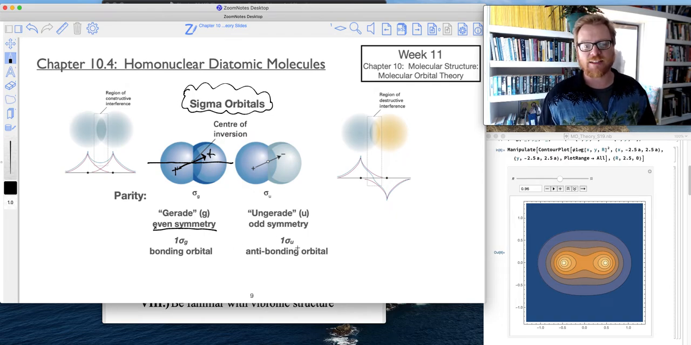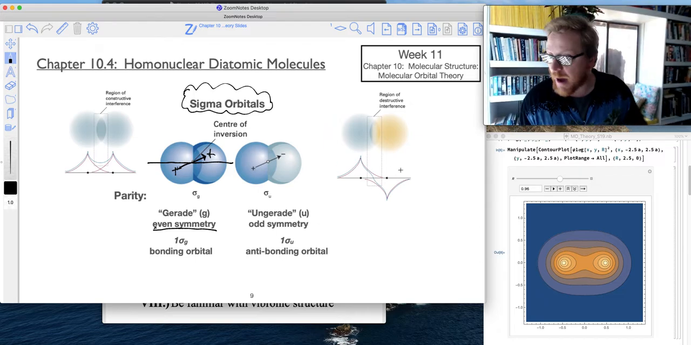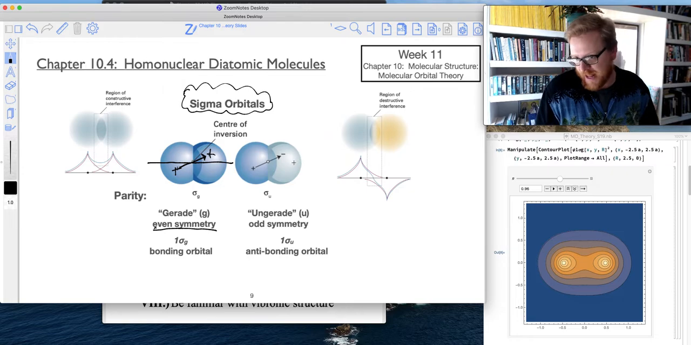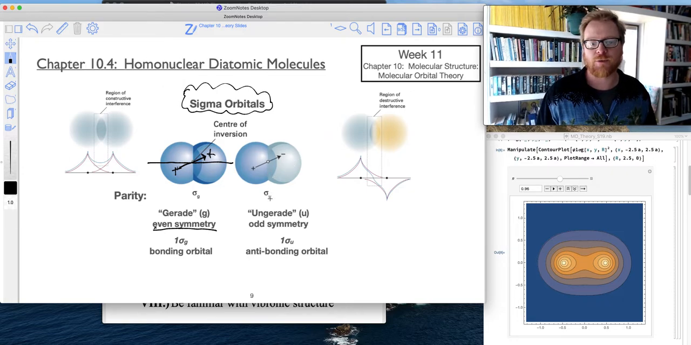But now if we look at the symmetry of the anti-bonding orbital, right, we recognize that it's destructive interference. So there's a positive and a negative overlap, which is what creates the destructive interference. And it doesn't matter which one you ascribe to be positive or negative, because we know since it's this anti-bonding orbital with destructive interference, it has to change signs. That's why it has that destructive interference. So that is called odd symmetry or ungerade, and that designates the anti-bonding orbital as 1 sigma u.